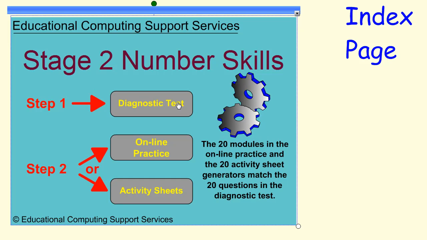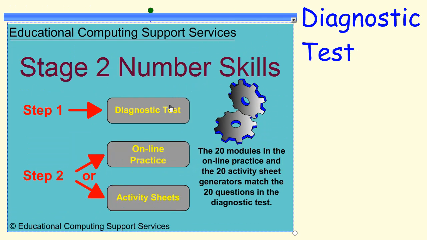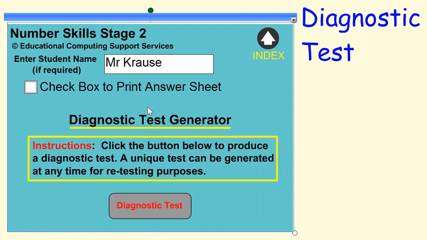There are 3 choices to be made as you work through this software. Number 1, step 1, produce a diagnostic test. Let's do that first of all. This is your index page. Now, if we go to the diagnostic test, click it.